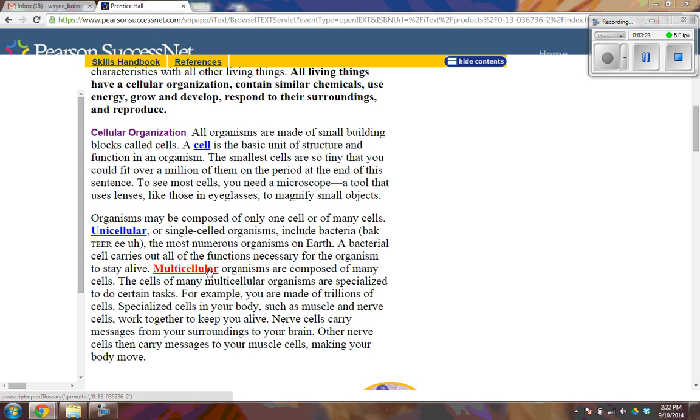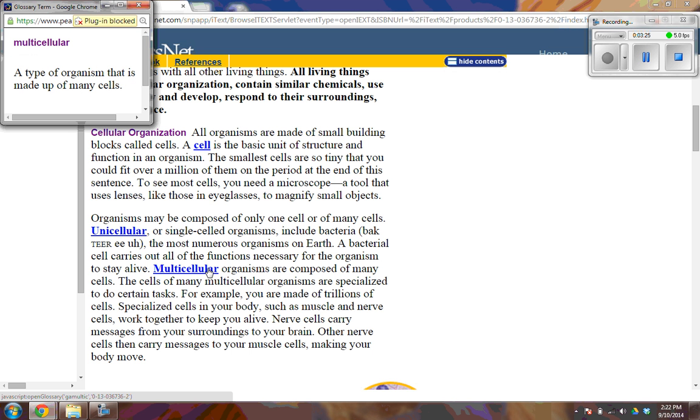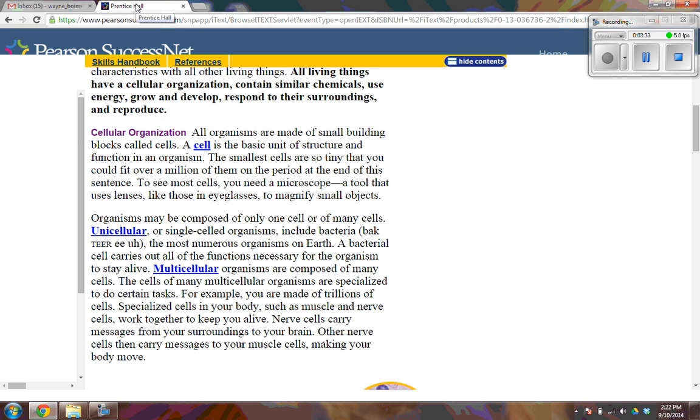Multicellular organisms, type of organism that is made up of many cells, are composed of many cells. The cells of many multicellular organisms are specialized to do certain tasks. For example, you are made of trillions of cells. Specialized cells in your body, such as muscle and nerve cells, work together to keep you alive. Nerve cells carry messages from your surroundings to your brain. Other nerve cells then carry messages to your muscle cells, making your body move.